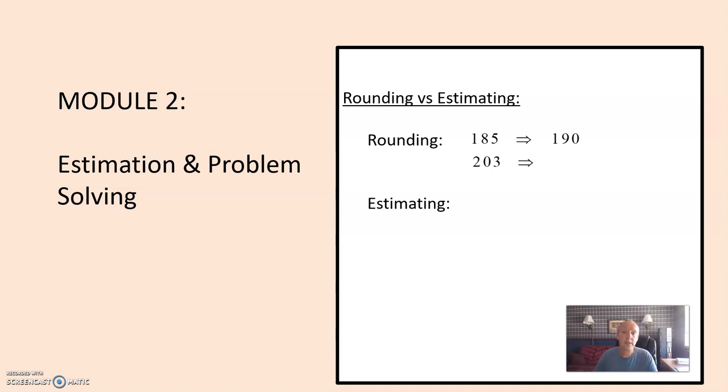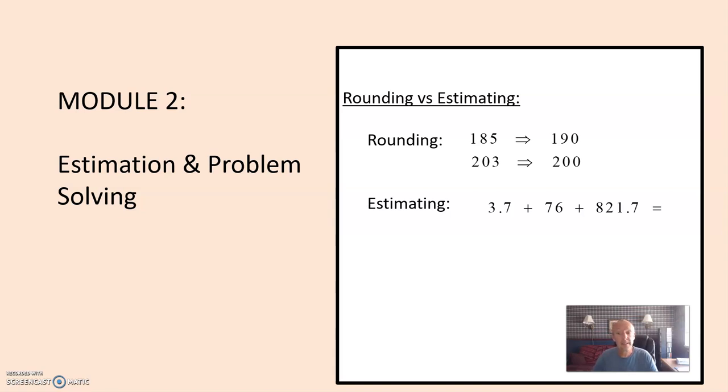Let's try another one. Let's say we want to round 203 to the nearest tens. Well, the 3 is smaller than 5. It's a smaller digit. And so when we round this, we end up with the result of 200. It's the end of the process. So that's what rounding looks like.